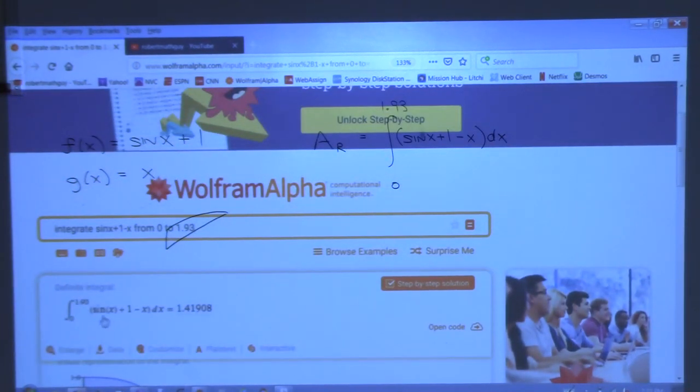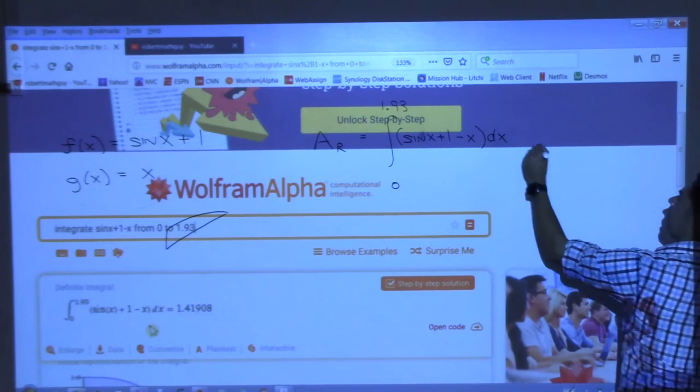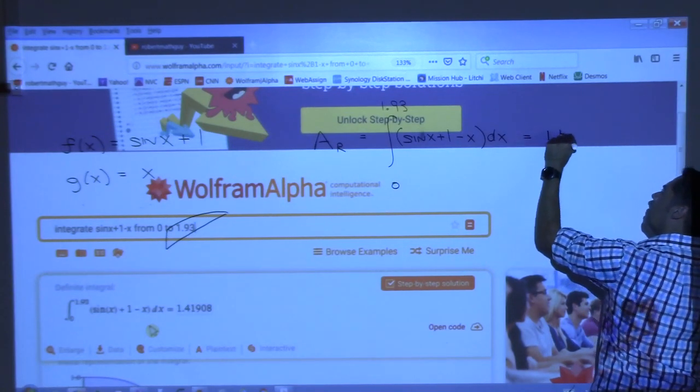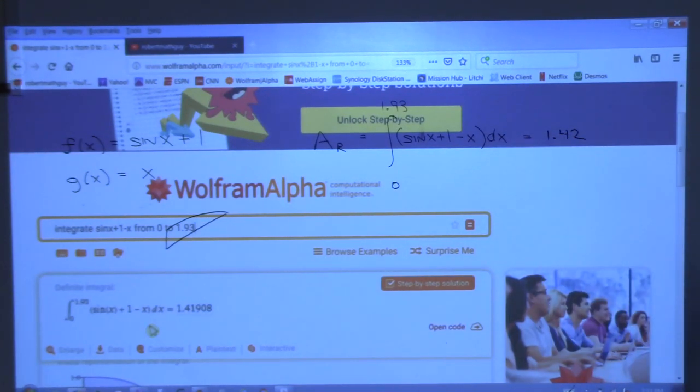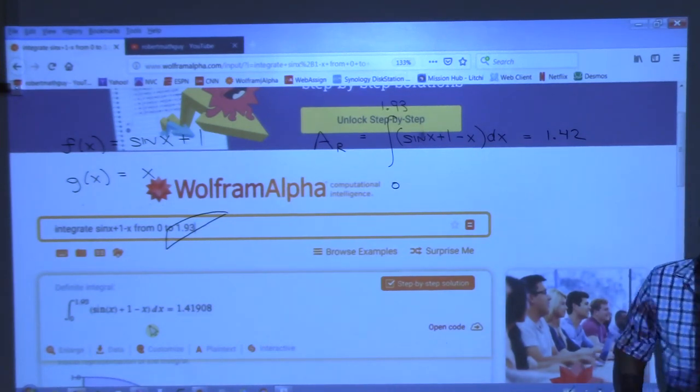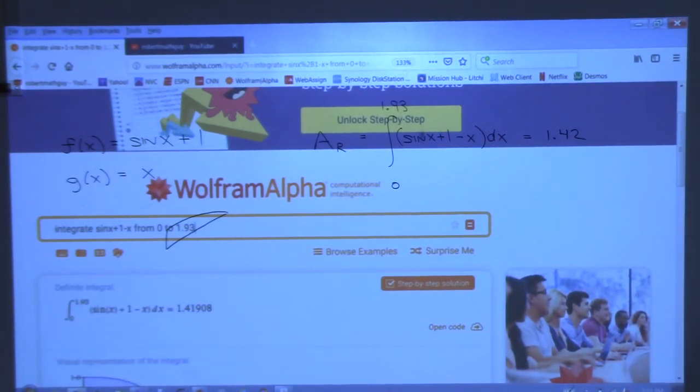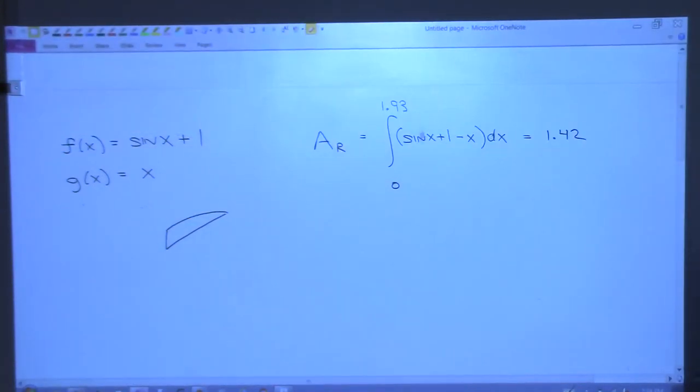Does that look right to y'all? Did I type it in right? Okay, so let's say 1.42. The area here is 1.42. Got it? Okay, what's next? That's just getting the area. Now what do we need?